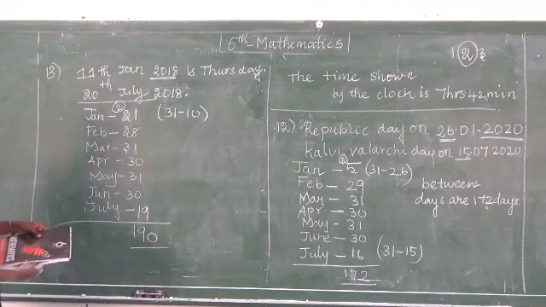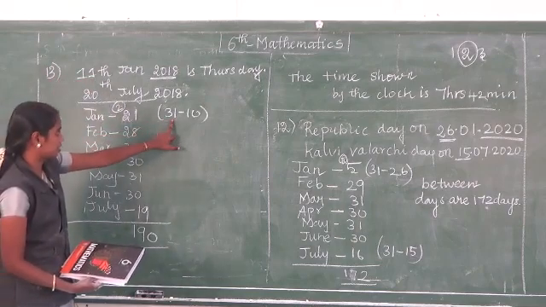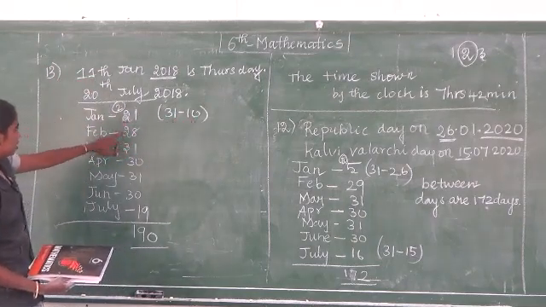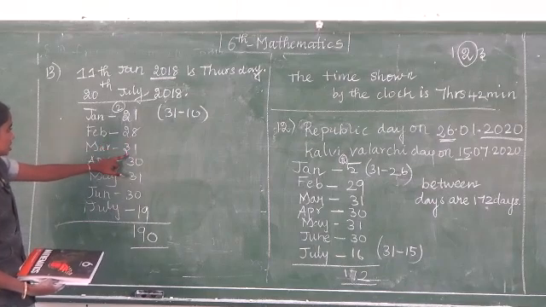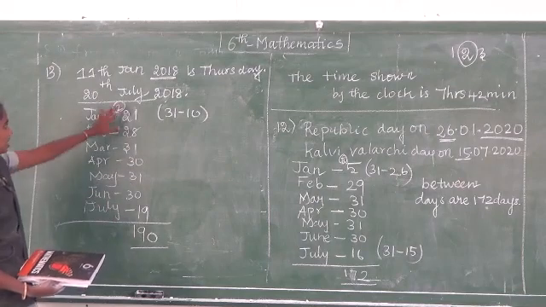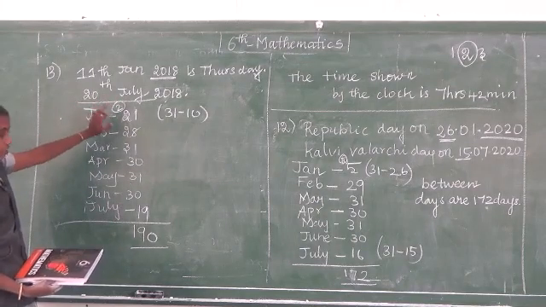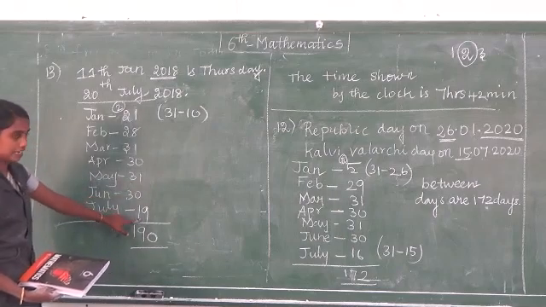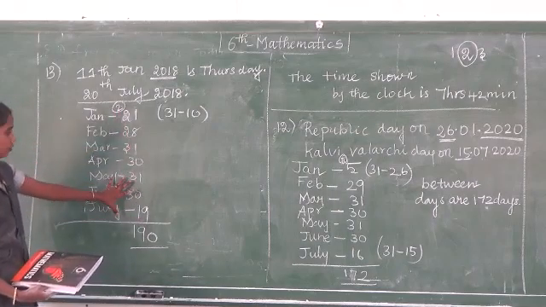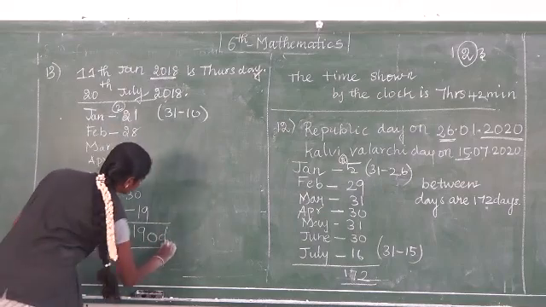Once again listen to me. January month, 10 days are over, so I have subtracted 31 minus 10, 21, February month 28, March 31, April 30, May 31, June 30, July 19 days are over, 20th day only I am going to find out. So here I added 19. In between days I found out. So in between days are 190 days.